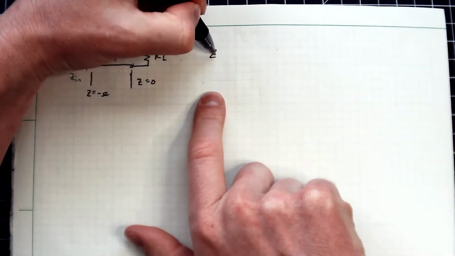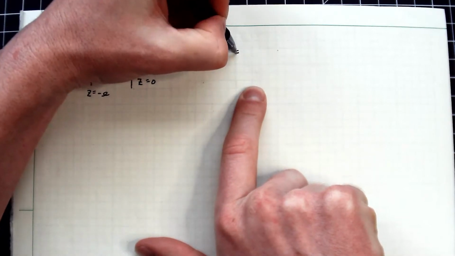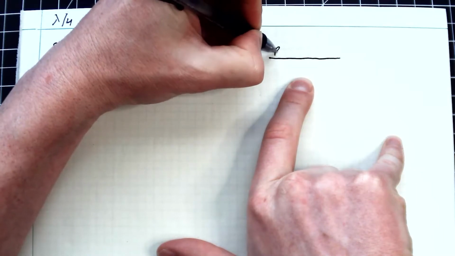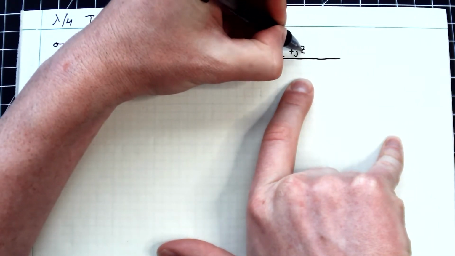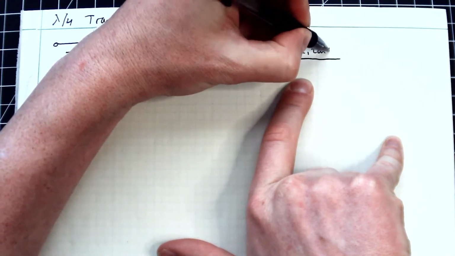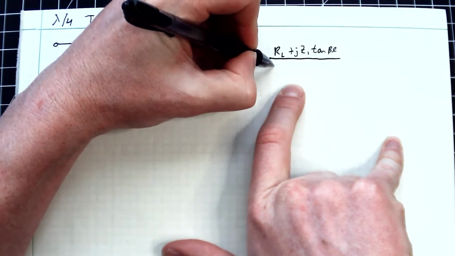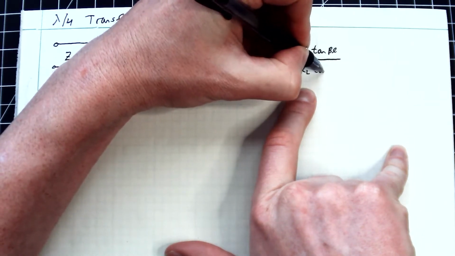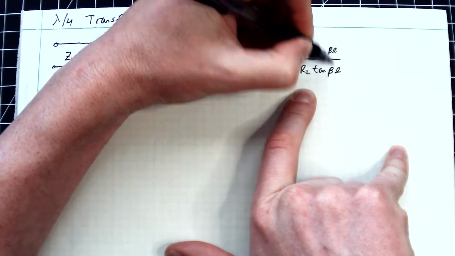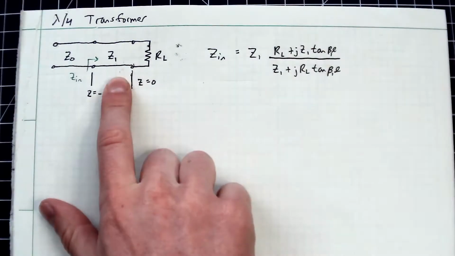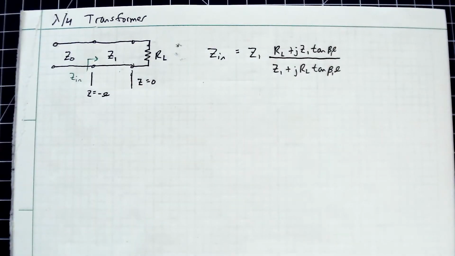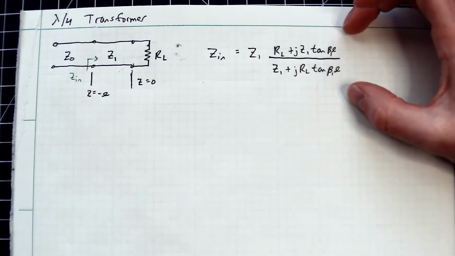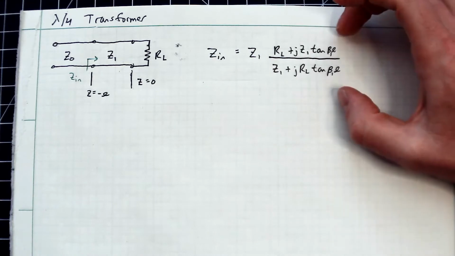So you remember there's a very straightforward algebraic expression for that, and it was Z1 times, you get an R sub L plus j Z1 times the tangent of beta L, divided by Z1 plus j R sub L tangent of beta L. I'm going to call this beta 1 just to emphasize that it's in this little piece of transmission line here. All right, and that was just the transmission line impedance equation that we derived in another video.